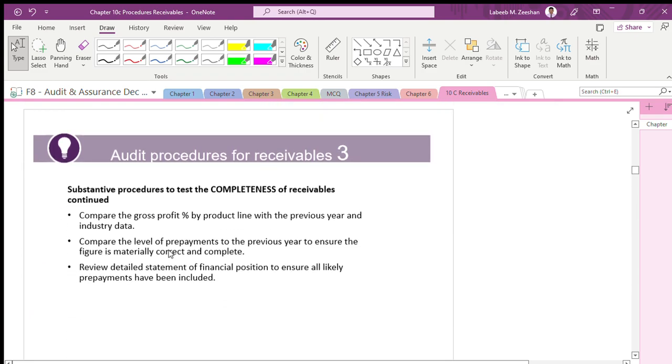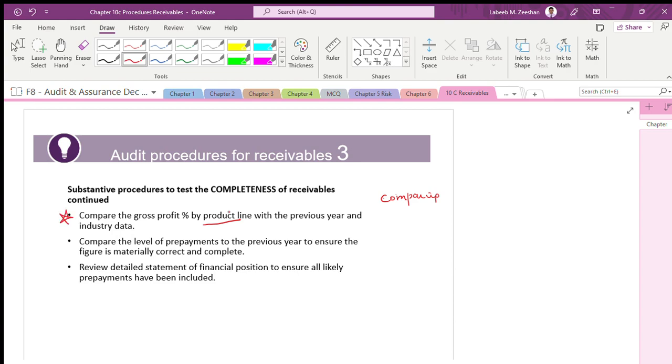What it says: compare the gross profit percentage by product line. Yeah, this is what we are always doing. What we always do in the completeness is an analytical procedure. Comparing with the previous year. This is the simplest way of writing one of the points.